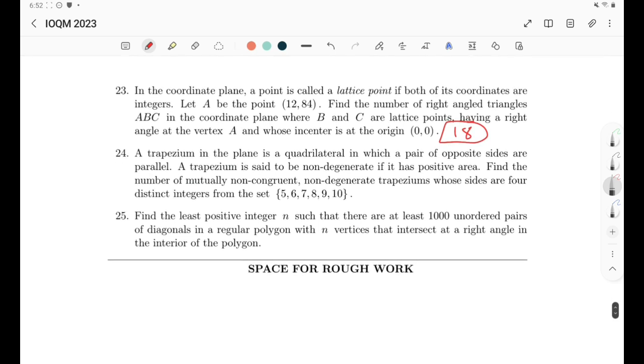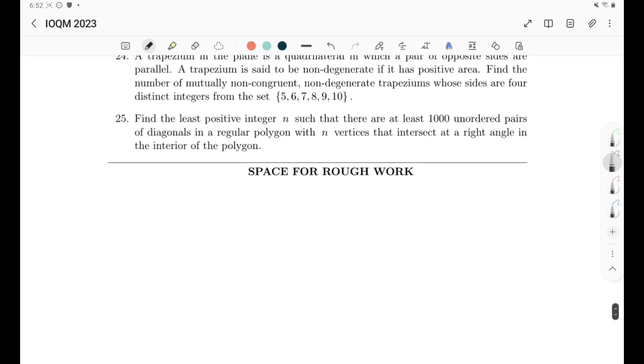Next, question 24. We have a trapezium. It is a quadrilateral where opposite sides are parallel. Okay, this is the definition of trapezium. It is non-degenerate if it has positive area. Okay. Find the number of mutually non-congruent, non-degenerate trapeziums, so they are distinct, and the four sides are in this set, the numbers from 5 to 10. Okay, let's think about it.